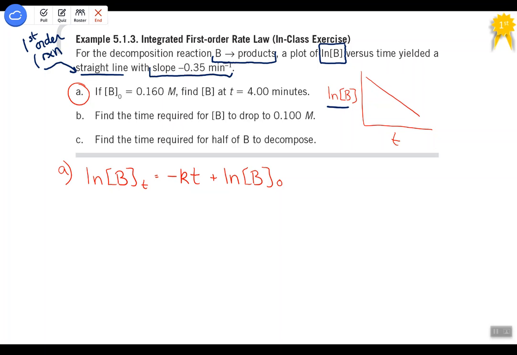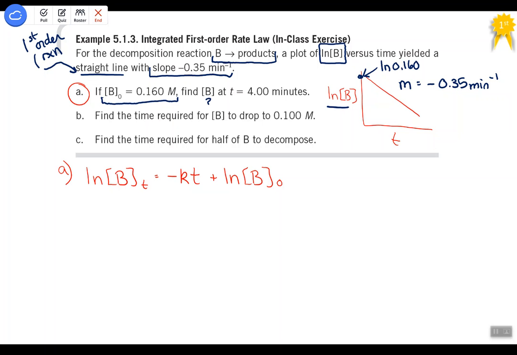And the slope of the line was run in Excel or whatever other program, and it was determined that the slope was negative 0.35 per minute. That was the slope of the line. Well, let's look at part A. If the starting concentration of B, that initial concentration, was 0.16, so I'm just going to go ahead and plot that. Right here would be ln of 0.16.